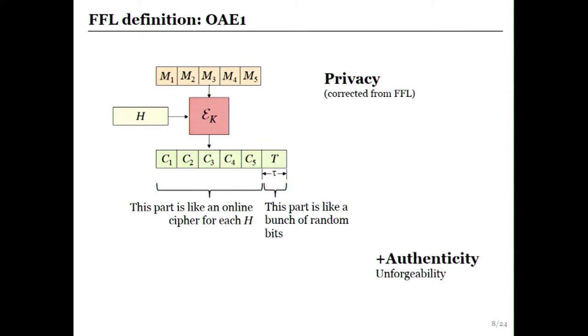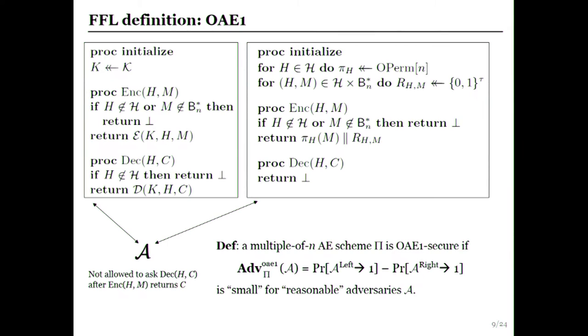As an authenticated encryption scheme, though, there's going to be some additional bits in the ciphertext, and FFL assume that those additional bits are a tag of some fixed length tau, and they want this tag to resemble a random function. This is the complete definition. Okay, so we can define an advantage notion and measure how far off you are of this abstraction rather easily.